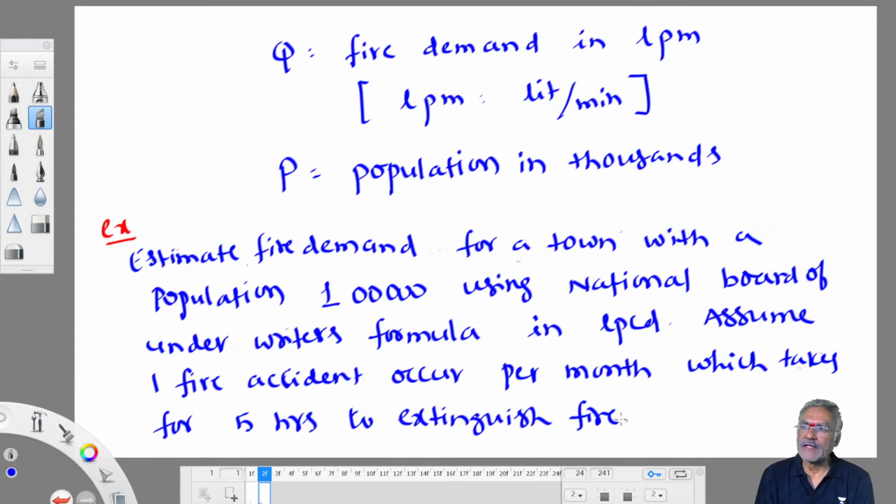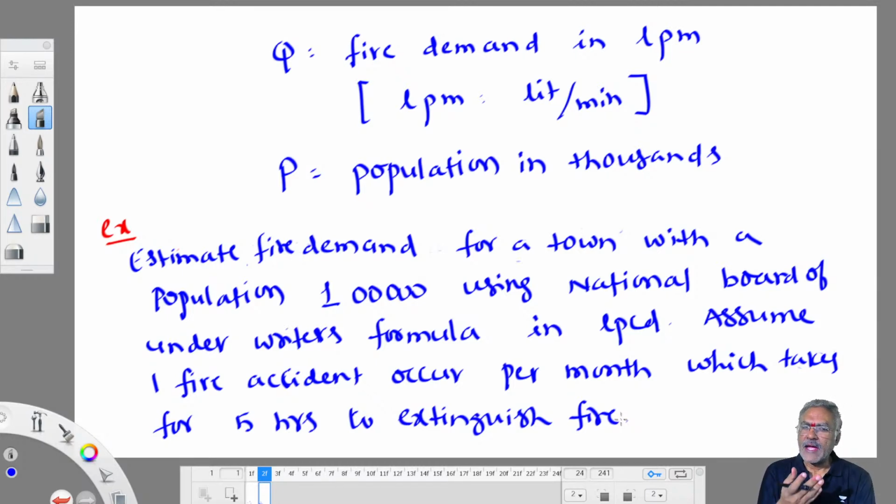Whenever a fire demand occurs, you should not compromise other demands. Other demands also we need to meet. So there must be a provision. That's why it is also taken into account. Though it is not a regular demand, once in a while it happens. Every accident has got a certain frequency. Since in this question he mentioned one fire accident per month.